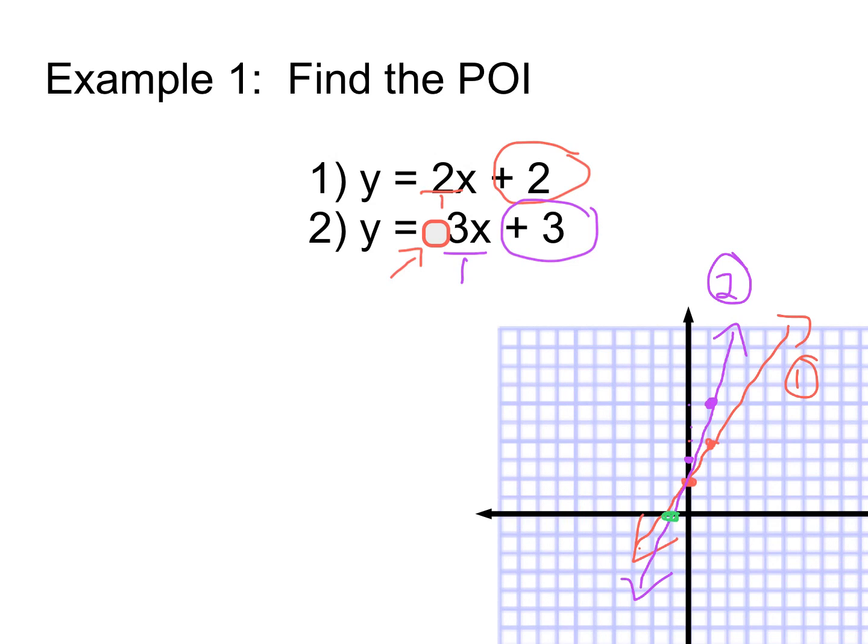And that's why this method isn't used as often as some of the other methods you're going to learn, because if it's a fraction, it's very, very hard to tell what the fraction is. But it looks very much like the point -1, 0 is our POI, or our point of intersection for these two lines. And that's as far as we can go when we're using the graphing method.